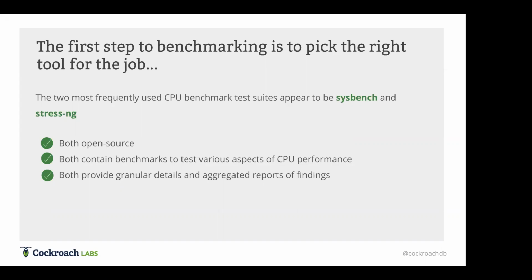What we found was that Sysbench and StressNG appear to be the frontrunners in terms of their ubiquity for CPU performance benchmarking. Both are open source, both can test various aspects of CPU performance, and both provide useful reports of their findings. In the end, we decided to use StressNG for CPU benchmarking. This was primarily because it offered more stress mechanisms and provided more flexible configurations than Sysbench. Not to worry though, we will come back to Sysbench when we start looking at storage IO benchmarking.